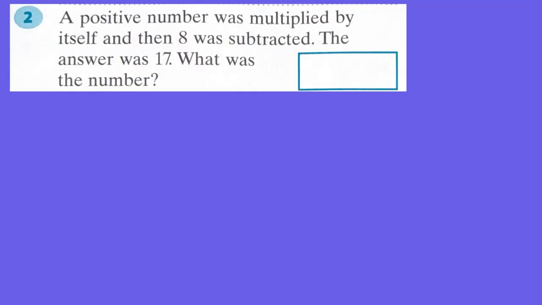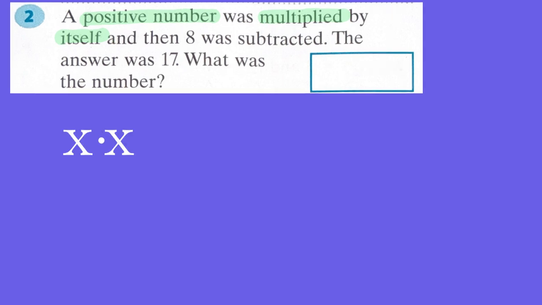Okay, so the second question says that a positive number was multiplied by itself. What does that even mean? That means, is it 1 times 1, 2 times 2, 3 times 3, or 100 times 100? What number? Well, it's some positive number. So this positive number, we don't know what it is. We'll have to give it a letter. Let's just say that the positive number was x. We call it a variable. Yes, we'll write it like this.